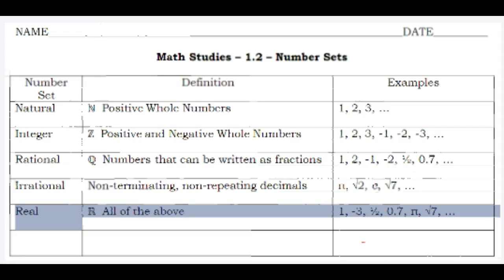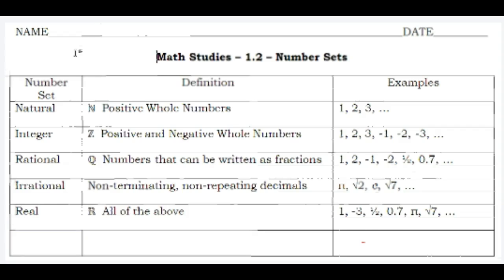The next number set is real numbers. Real numbers would be all of the above. It includes natural numbers, integers, rational numbers, and irrational numbers. The symbol for real numbers is the double-backed R. So that includes all the numbers we've talked about so far.